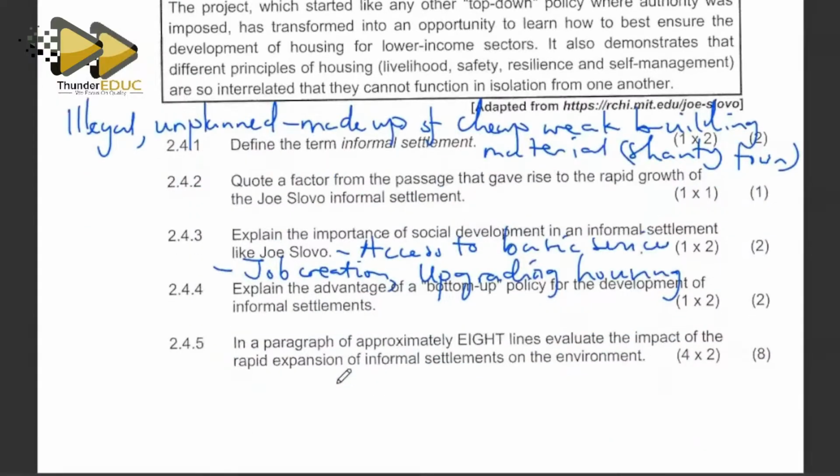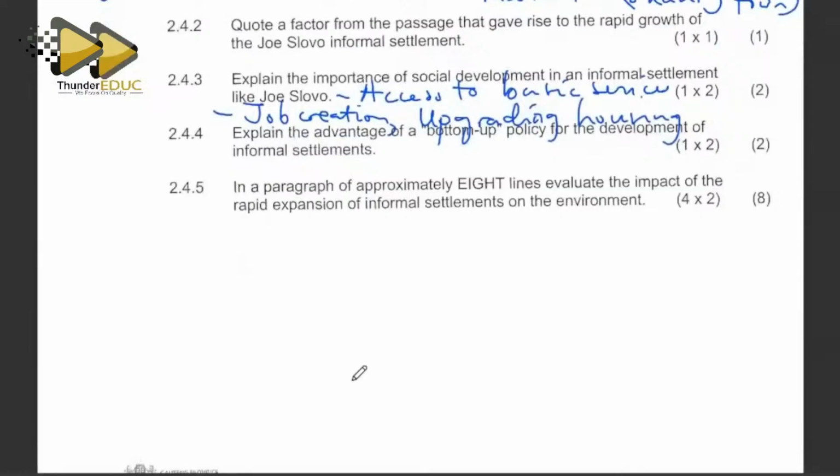Explain the advantage of a bottom-up policy for development of informal settlements. Bottom-up, we are looking at a development approach that starts from the people in the informal settlement to the authorities, not the authorities imposing on the people, but the people coming out with ideas and putting forward ideas to the authorities. Why is it important? All right, we can argue that it assists.